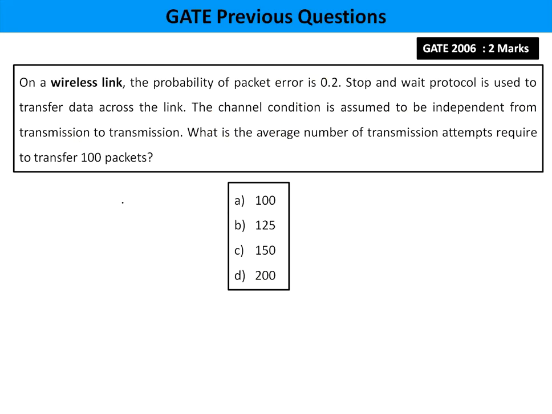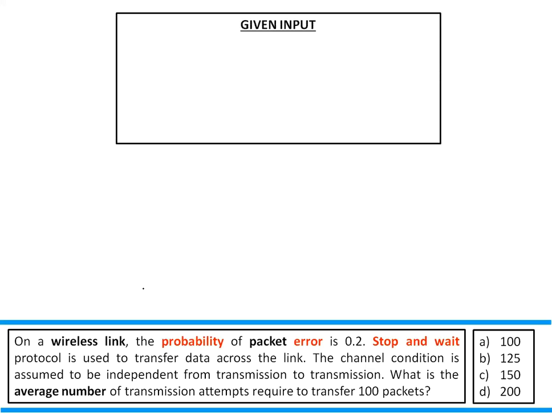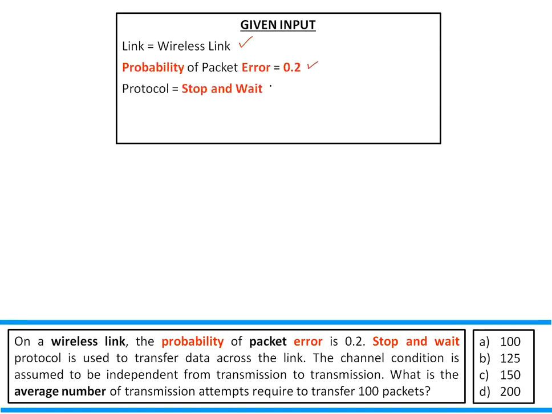Next question, guys. This was given in 2006 for 2 marks. It's a normal question, please try. It's a probability question. The link is a wireless link. Probability of packet error will be 0.2. Protocol is stop and wait.